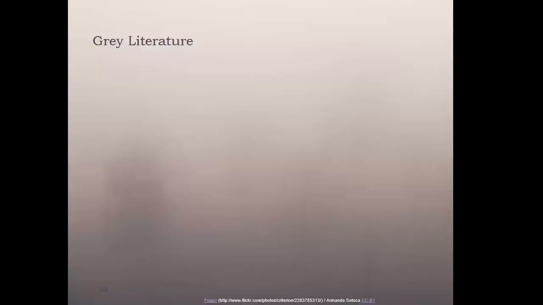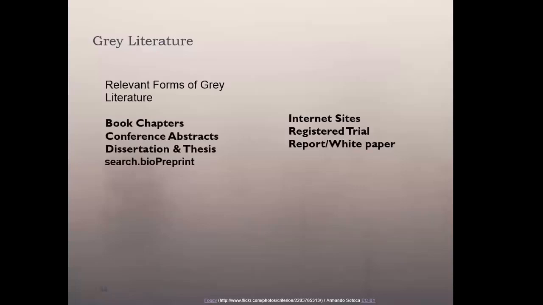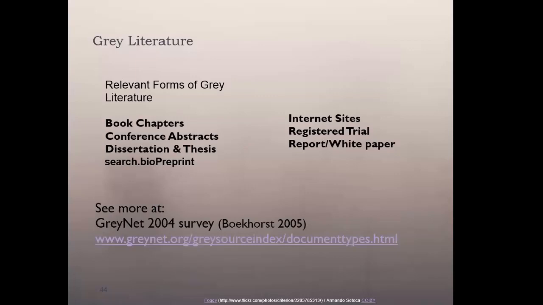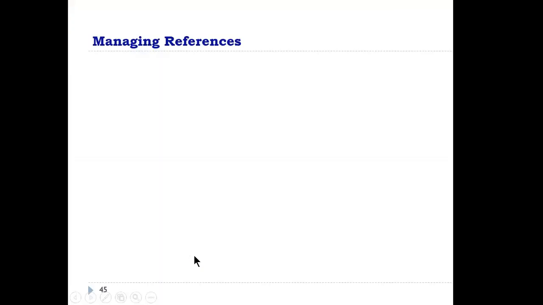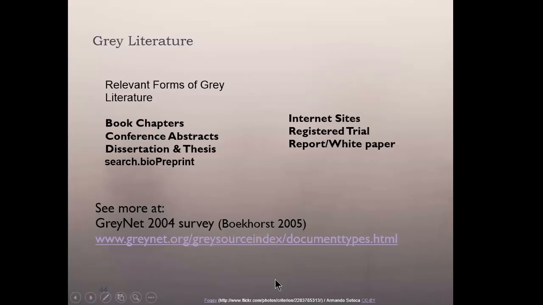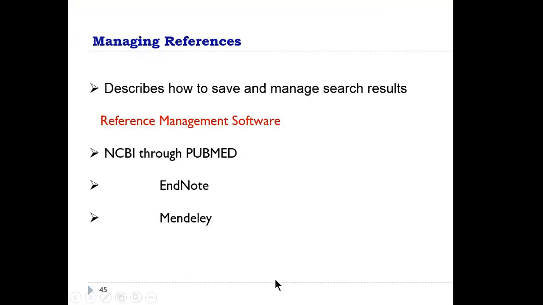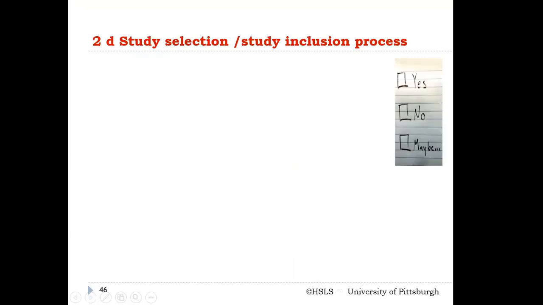Okay, right. Now, grey literature, what is grey literature? Relevant forms of grey literature: book chapters, conference abstracts, dissertations, theses, internet sites, registered trial reports, white papers, annual reports. All those are under grey literature. So in the methodology, you need to look for grey literature also, if you think that those are relevant to your topic, right? But in some subject areas, there isn't much grey literature. I think all these details I have given in my handout. Now we'll have to mention the software that you are using for reference management.